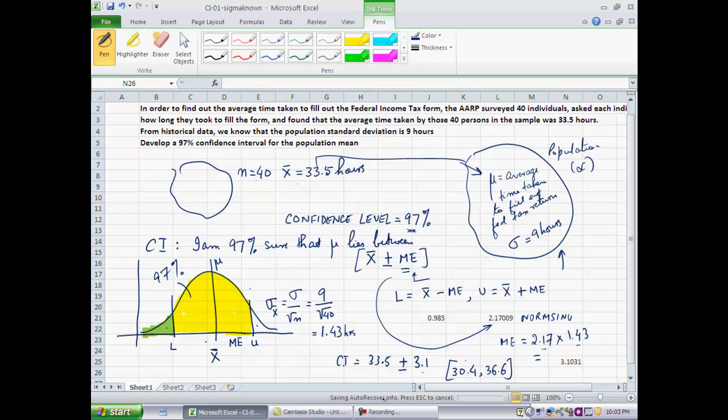Hence, I am 97% sure that the average time taken to fill out the federal tax return is 33.5 plus or minus 3.1 hours, in other words, between 30.4 hours and 36.6 hours. So this is how one goes about computing the confidence interval for the population mean, provided the population standard deviation is known. In the next clip, we will see what you do when you don't know the population standard deviation.